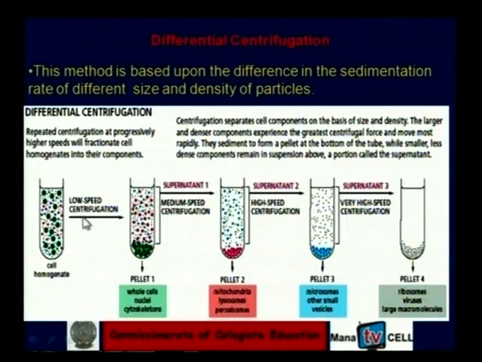By applying low speed centrifugation, we can separate only the whole cells, nuclei and cytoskeletons, usually in the form of pellets. Then the supernatant is transferred to another fresh test tube, and by applying medium speed centrifugation, we can get mitochondria and lysosomes. Then this supernatant is shifted to another test tube. By applying high speed centrifugation, we can get microsomes and small vesicles, and finally, my dear friends, by applying very high speed, we can get ribosomes, large macromolecules and so on. In this, only pellets are usually formed, which are the cell components.